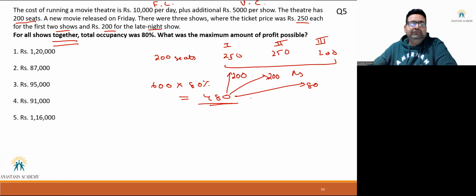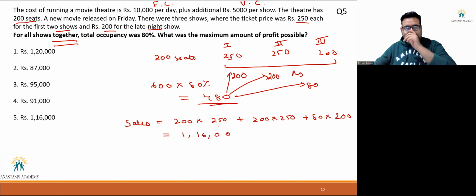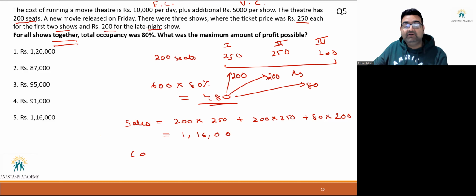So this 480, I can split it as 200 full capacity here, and only 80 people came for the night show. So my revenue or my sales will be, for the first show, 200 seats at 250. Similarly, for the second show, 200 full seats at 250, and for the last 80 seats at 200 rupees per seat. If you calculate this, it will come out to be 1,16,000, right? But I have to calculate profit. See, 1,16,000 was also there in the option. So there is another possibility of mistake that you calculate sales instead of profit.